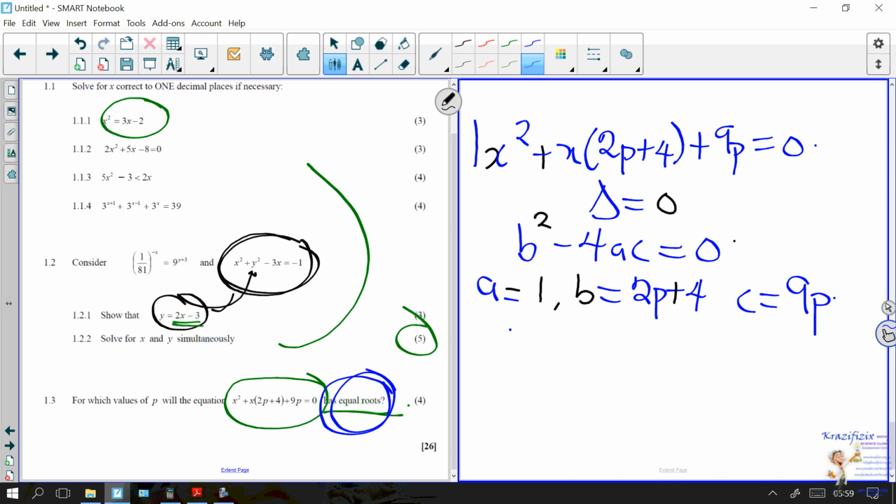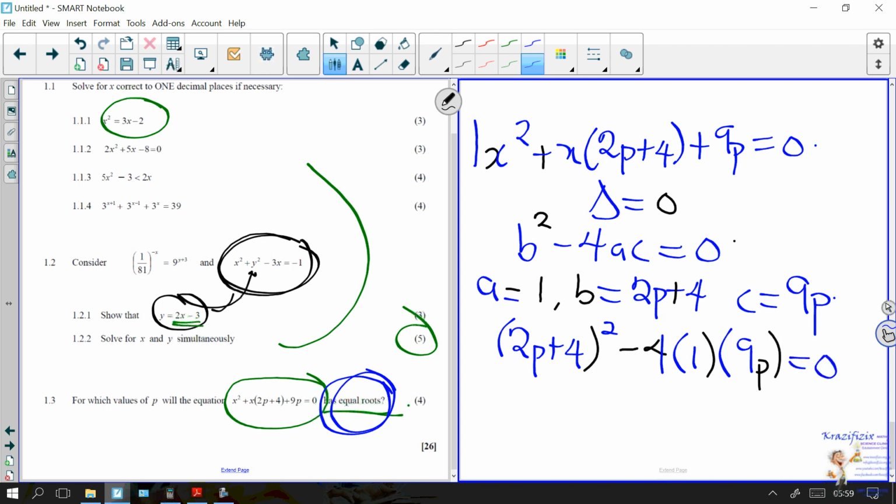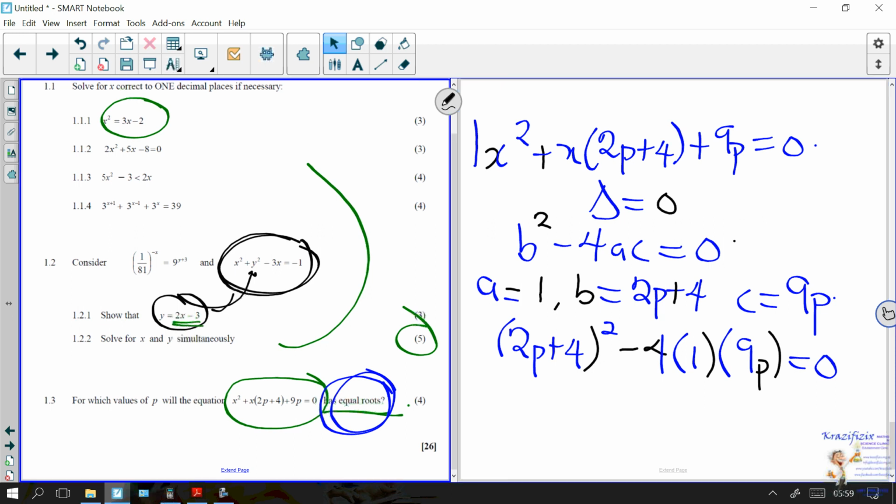Now let's put all of that. What is b squared? (2p plus 4) squared minus 4 multiplied by 1, and my c is 9p equals to 0. All right. Unfortunately, I'm running out of page here. I'm going to need to check for another page quickly. I want my question kept. So I'm going to have to create another page quickly.